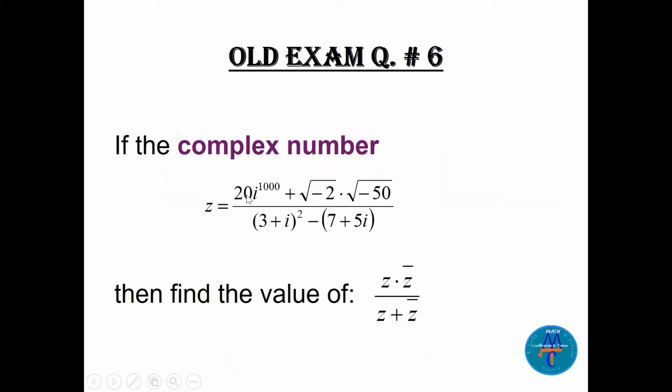z is equal to 20 i to the power 1000 plus square root of minus 2 times square root of minus 50, over this squared minus this one. Here you have to be careful. Simplify the squared first. You know the formula, a plus b squared, a squared plus 2ab plus b squared, and then minus this one. When you finish all this, this is z. Make it standard. Then take z, multiply it by z bar, the conjugate. Divide by the same z plus z bar.